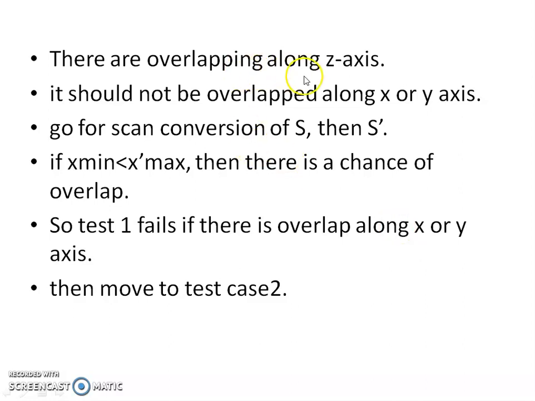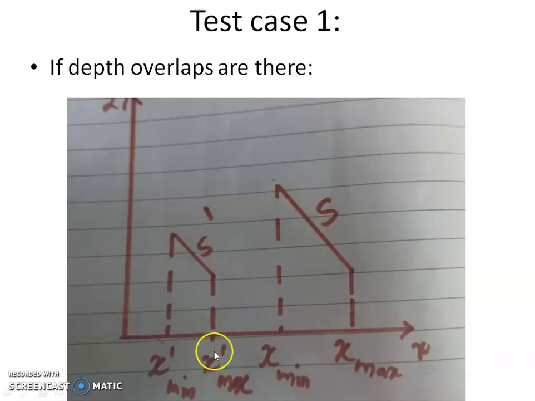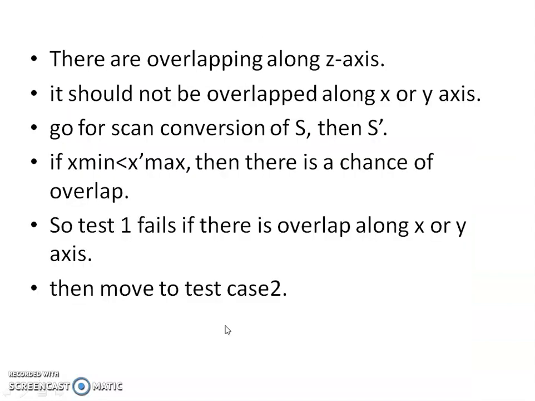There is no overlap in the X direction, that is, there is overlap in the Z axis. We can see this one. Then there is no overlap in the X or Y axis, so go for scan conversion of S and then S dash. Suppose if X min is less than X dash max, then there will be X axis overlap. Then there is a chance of overlap. So test 1 fails if there is overlap along X or Y axis.